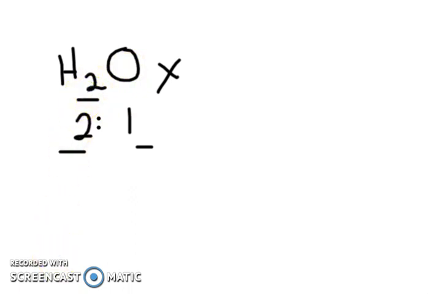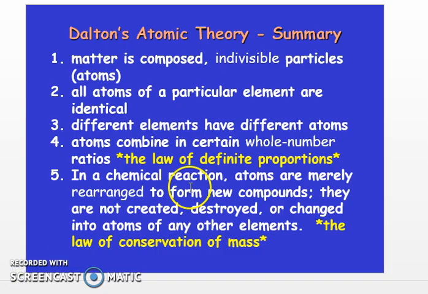So that's the law of definite proportions. The law of conservation of mass, we talk a lot about that in grade 10. Essentially, whatever you begin a chemical reaction with, you end with the same number of components. They're just rearranged, right? So if I start off with 5 atoms of oxygen, I need to finish my reaction with 5 atoms of oxygen. Nothing can all of a sudden disappear or come out of nowhere.